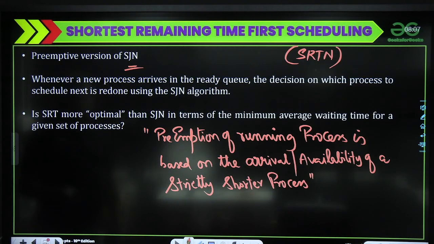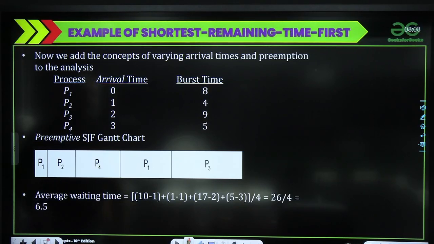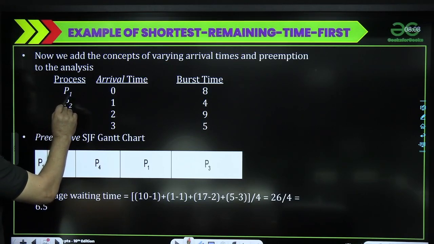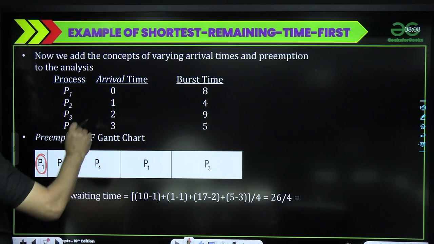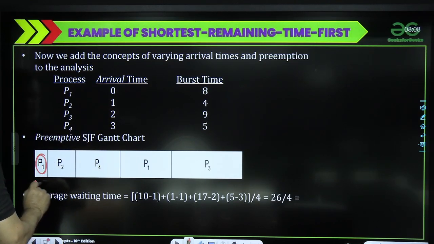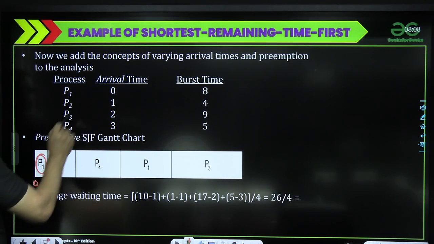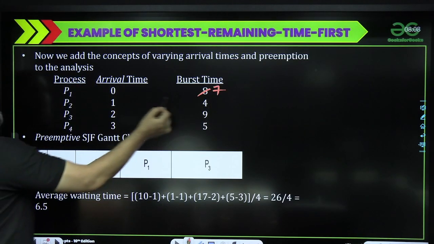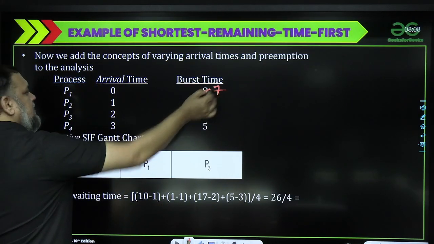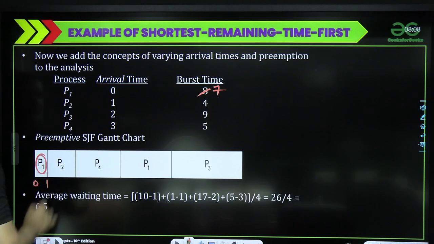To analyze that, we will take a simple example. So boys and girls, please have a look at this data set first. Then I will give my own data set also. At time 0, we have only P1, so we are going to start with P1. But we are not going to run P1 till completion. P1 is going to run till time 1. This is 0 till 1. At time 1, the remaining time of P1 is 7, and the new process P2 has a burst time of 4. 4 is less than 7, so we preempt P1 and give the chance to P2.